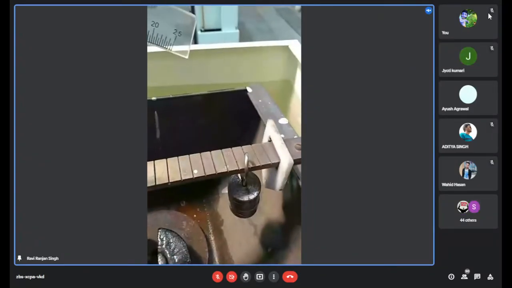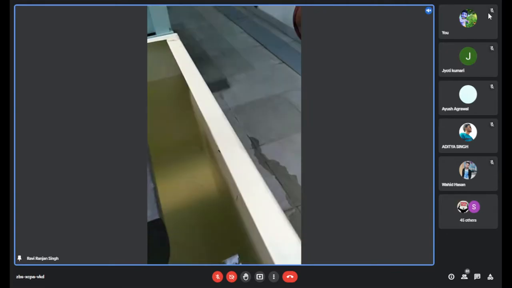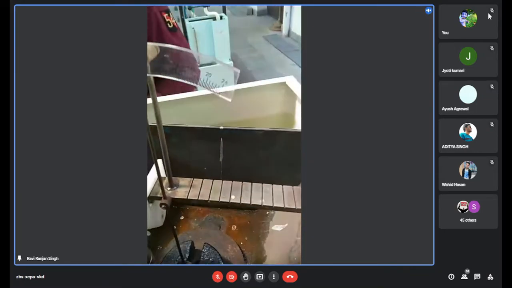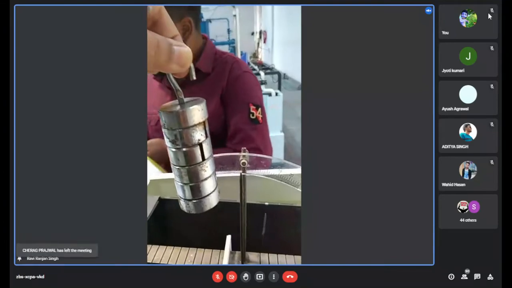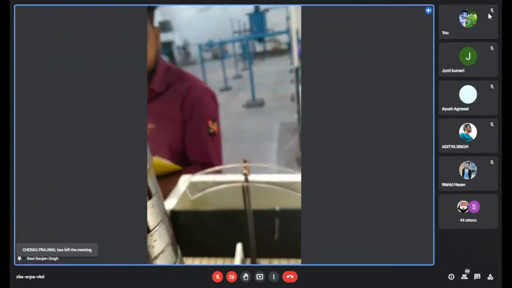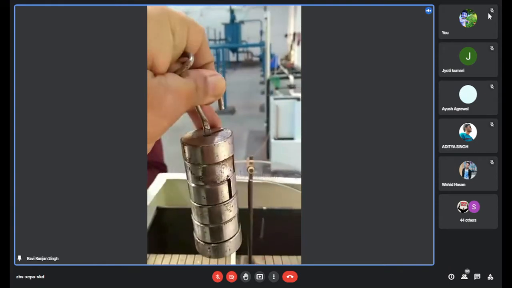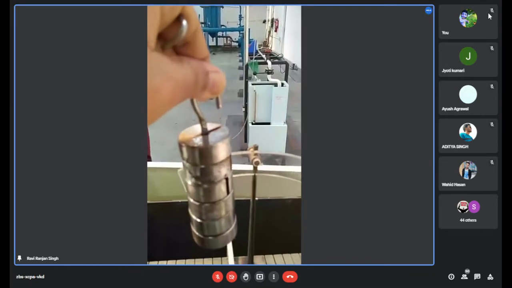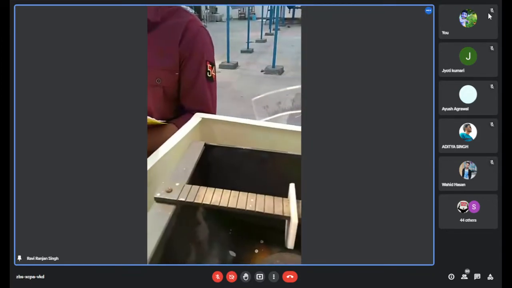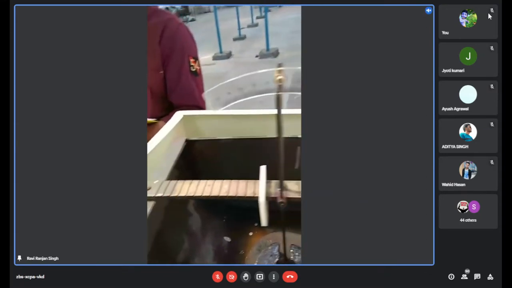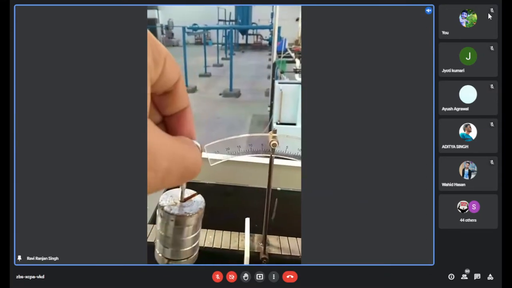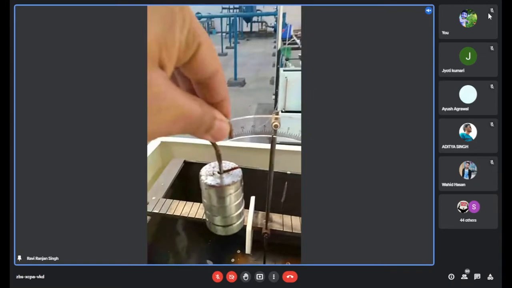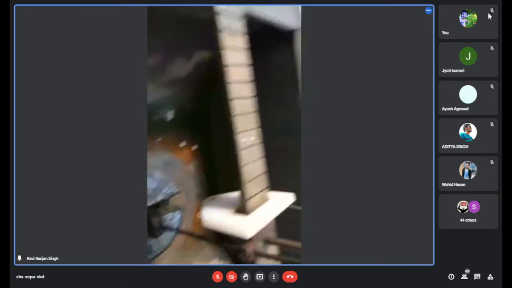Yes, sir. Okay. So this is the ship model and these are our movable weights. We have two sets of movable weights. This set has 100 gram each, 1, 2, 3, 4, 5, 6, so this is 600 grams of movable weight. And this set has 1, 2, 3, 4, 5, which is 50 gram each, so this is 250 gram movable weights.